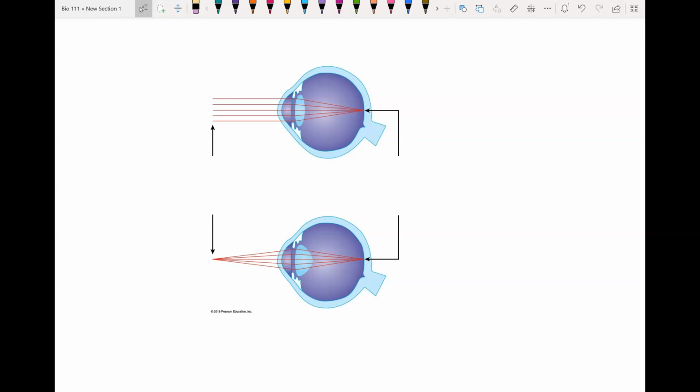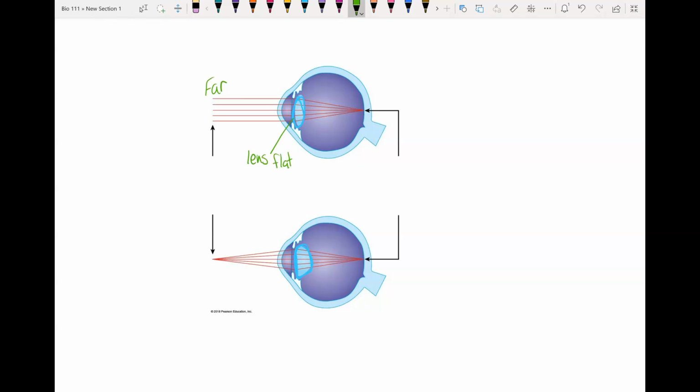So remember, the lens is what focuses the light. So here's your lens. Okay, sometimes you are looking at something far away. Sometimes you are looking at something close. So the top picture here shows something far away. If you are looking at something in the distance, you want your lens to be relatively flat. If you compare the top and the bottom picture, here in the top, the lens is flat.